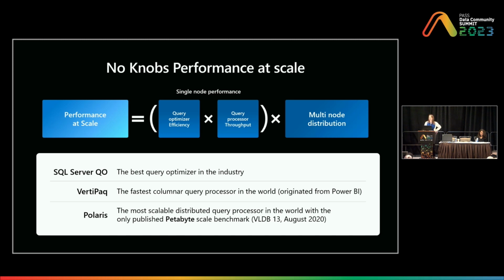And then we have a distributed query processor, which is based on Polaris. So Polaris is the only petabyte scale benchmark published in the industry, and that's what our distributed query processor is based upon. So we have these three time-tested, solid technologies that we incorporate into our Fabric Warehouse solution.